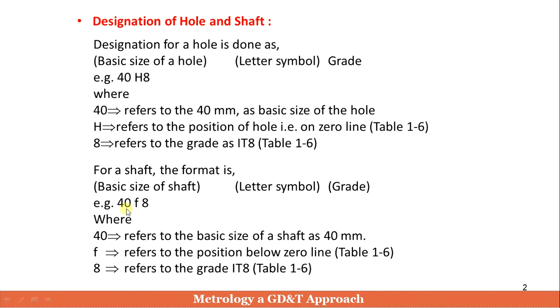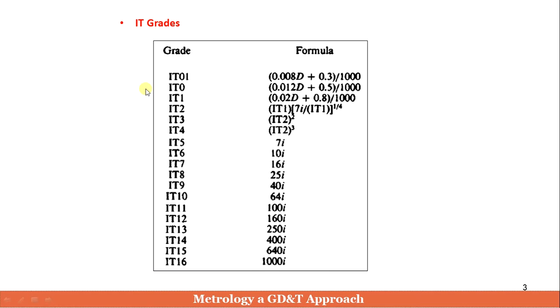For 40f8, the 40 represents the basic size of the shaft as 40 mm, the small f represents the fundamental deviation of the f shaft, and 8 represents the IT grade. So in this slide we can understand how to designate a shaft or a hole, such as 40H8, and all the terminologies related to that.